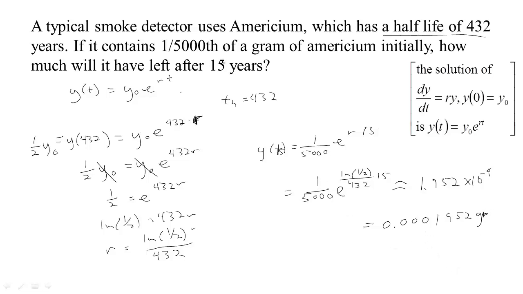So we start off with 1/5000th of a gram. If we multiply top and bottom by 2, we have 0.00 tenths, hundredths, thousandths. So we start off with 0.002 grams. The decay rate is pretty slow, so after 15 years we'll still have 0.001952 grams of that substance.